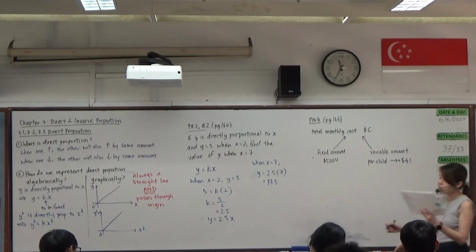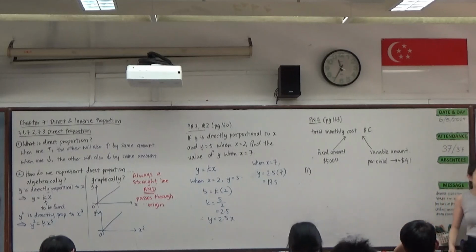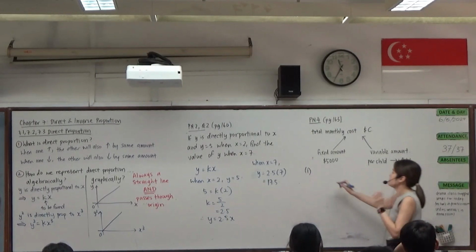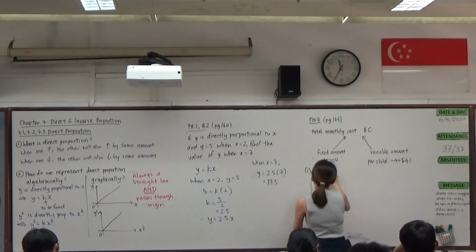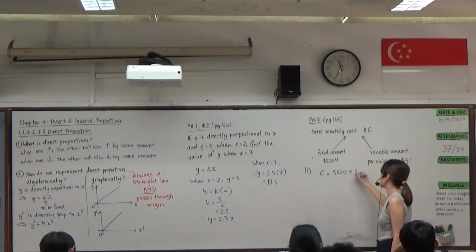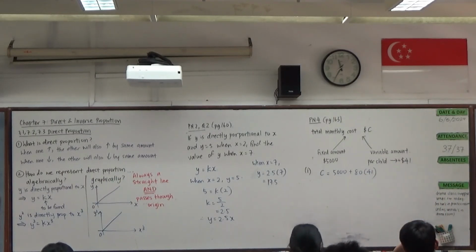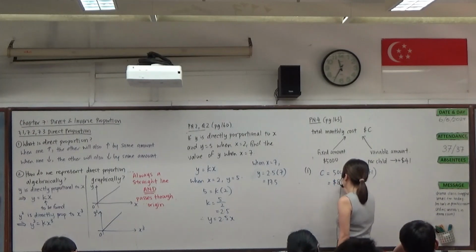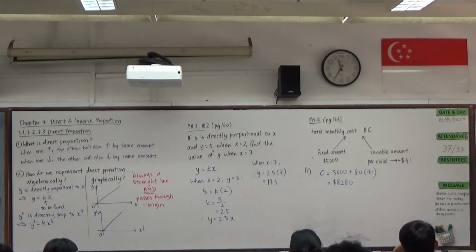So in part 1, the question says that if the enrollment is 80, we want to find the total monthly cost. So when there are 80 children, it will be 5,000 plus 80 times 41. And that will give us 8280. So that's the total monthly cost.